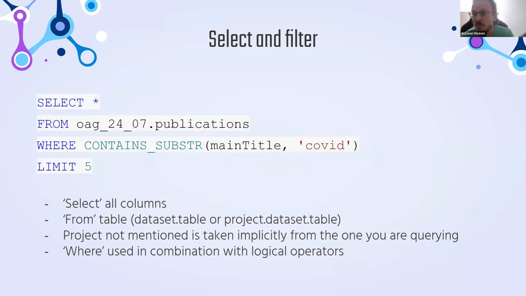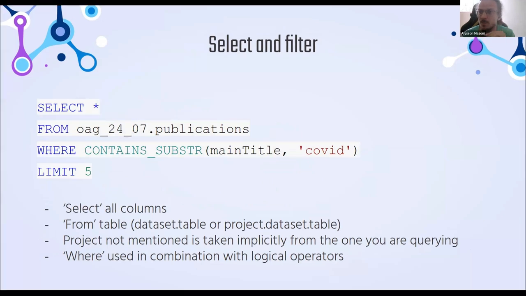So this is a really simple query. You have select something from a table, a filter, and this keyword limit. Well, select asterisk, or star if you prefer, means all the columns. Andrea put the link here. So star or asterisk here means all the columns.